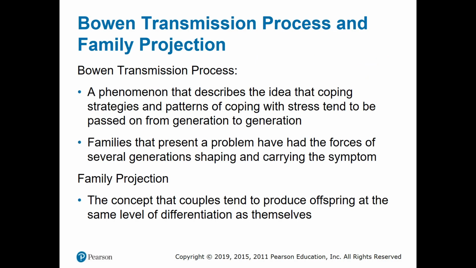Bowen transmission process and family projection. The Bowen transmission process is a phenomenon that describes the idea that coping strategies and patterns of coping with stress tend to be passed on from generation to generation. Families that present a problem have had the forces of several generations shaping and carrying the symptom. Family projection is the concept that couples tend to produce offspring at the same level of differentiation as themselves.